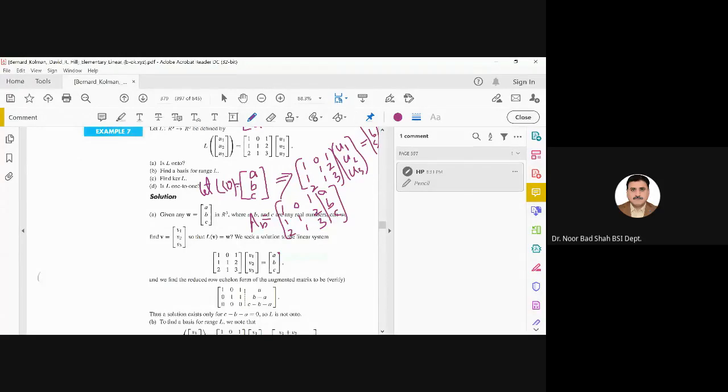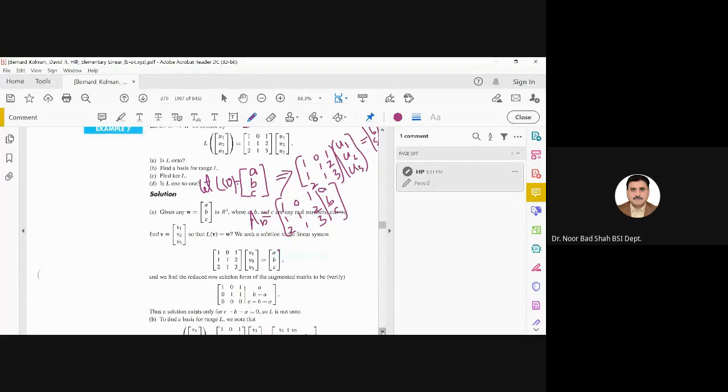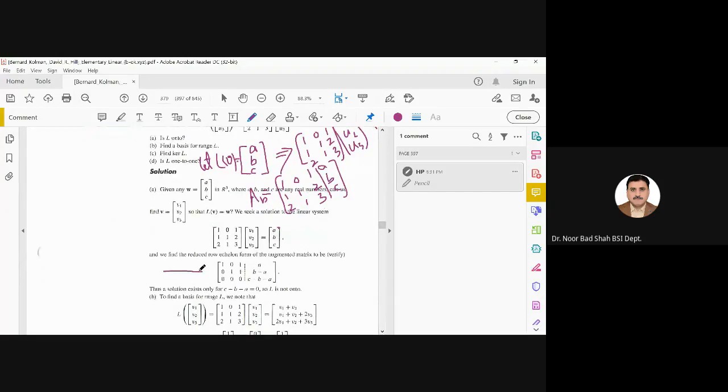Okay, so in this case it is converted into echelon form, and we get what? 0 0 and 0. It means the system has no solution, therefore the function is not onto. You see, it is not onto. The second part, what do we want? We want to find basis for the range. You need to learn this one. This is a new thing.